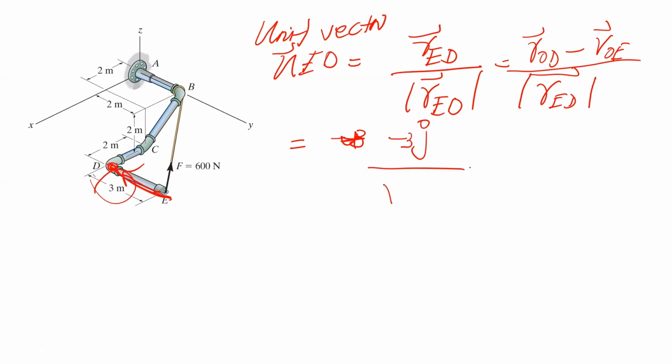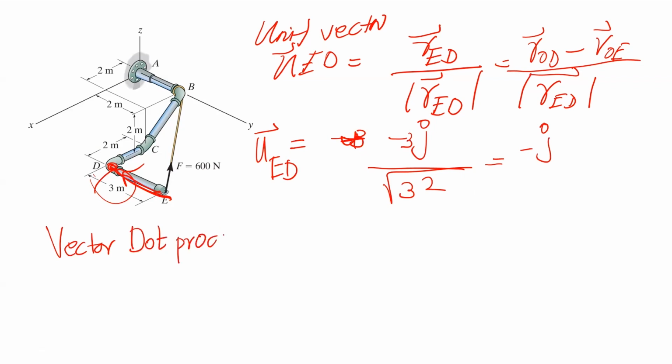So 3j, and then you're going to divide it by 3 squared, so it's going to be minus j. So that's my unit vector of ED. So once I have my ED, I can get my projection. So I'm going to use the vector dot product to get my projection.